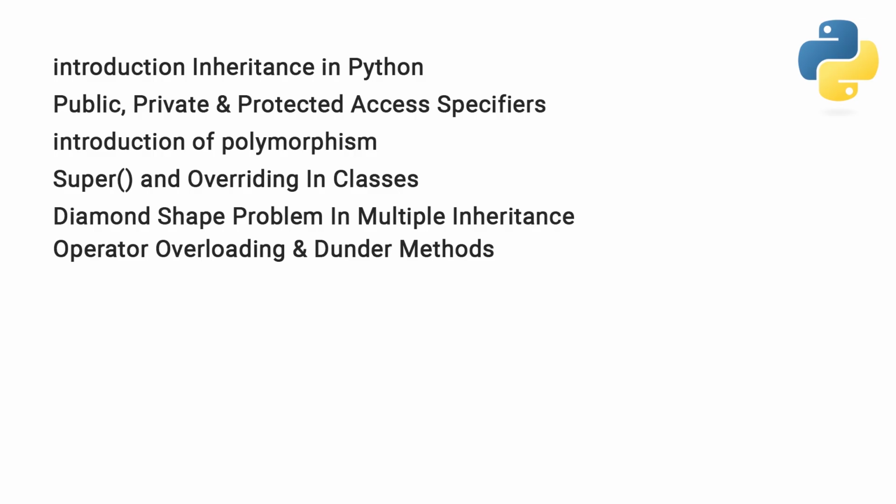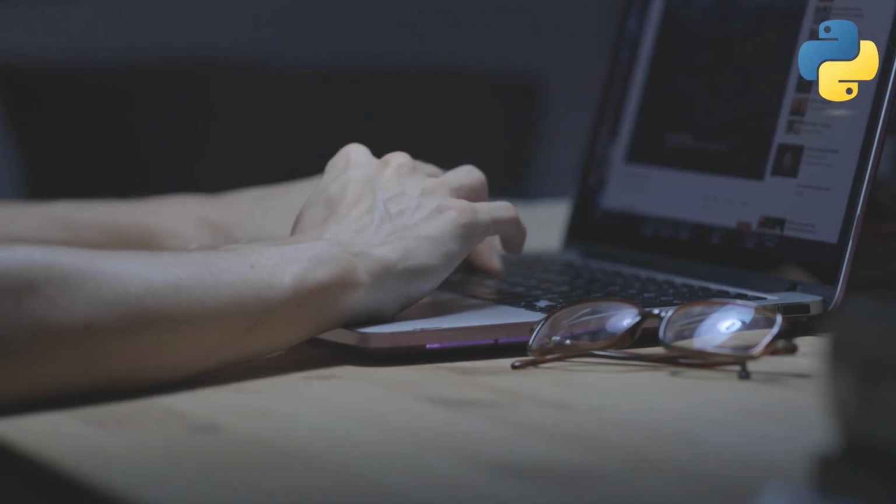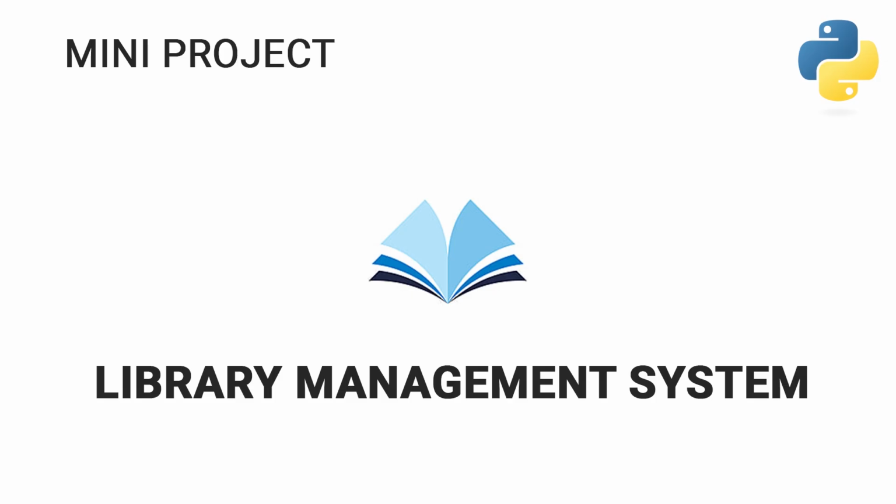After covering all of these concepts, we are going to create a mini project based on object-oriented programming. We are going to create a library management system, and it would be a good mini project for beginners to understand the concept of object-oriented programming. This course is for beginners, not for the nerds. This is not a very advanced level course, but for a beginner, it's a good one.